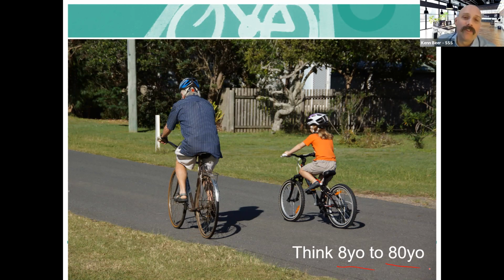But I do often think, okay, if the route that they're providing is a strategic cycling corridor, would you let your 8-year-old ride on that? Would it be safe for them? Would an 80-year-old feel safe riding on that? These are some of the questions you might ask yourself.